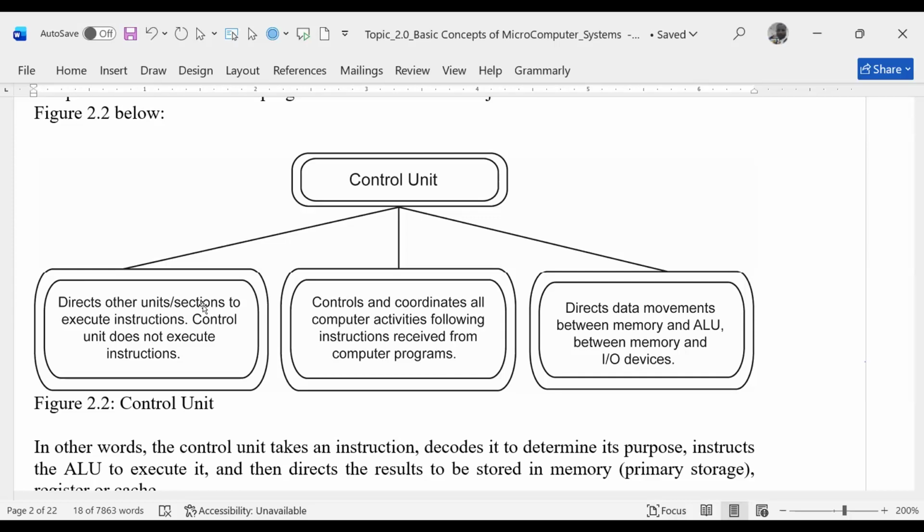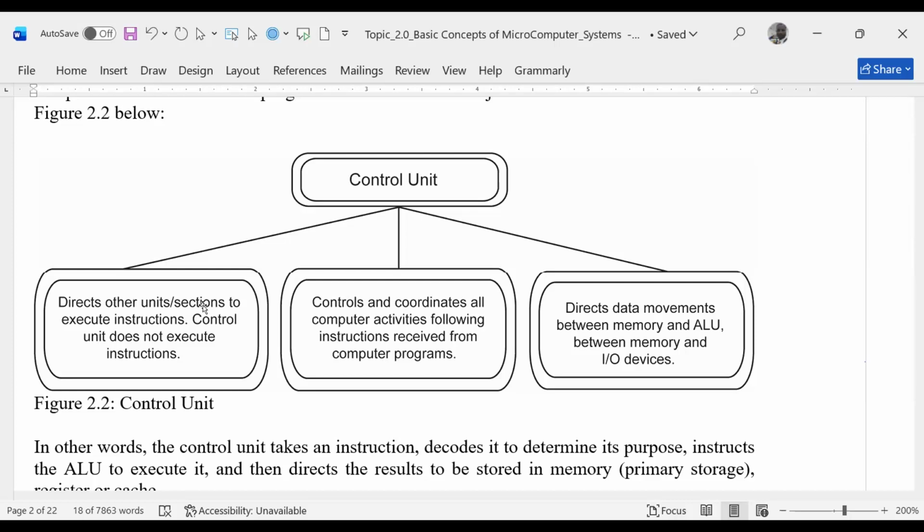I said the CU is like the human brain. You can never use your brain to carry your laptop. No. But you instruct the hand to carry the laptop. You can never use your brain to eat. You instruct your mouth to eat. So the CU as a component of the CPU does not execute any practical job or instructions. It just informs the components to do their work.